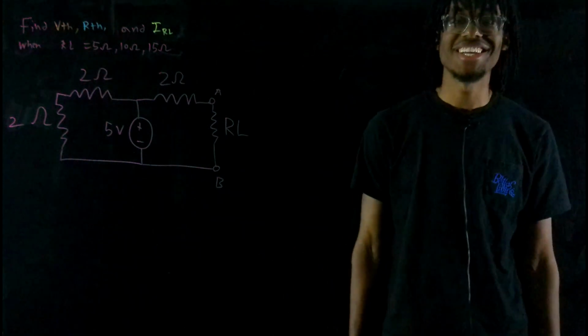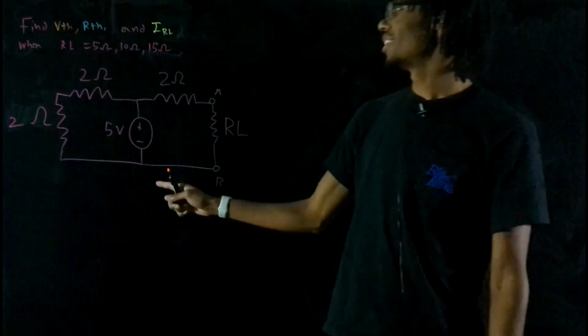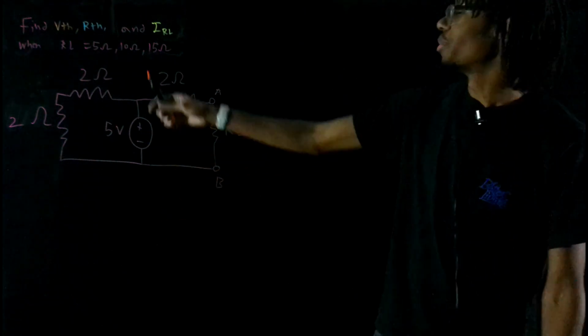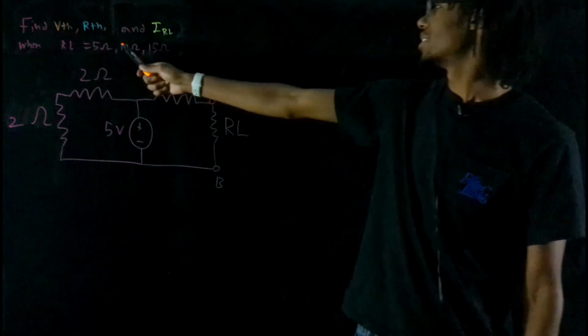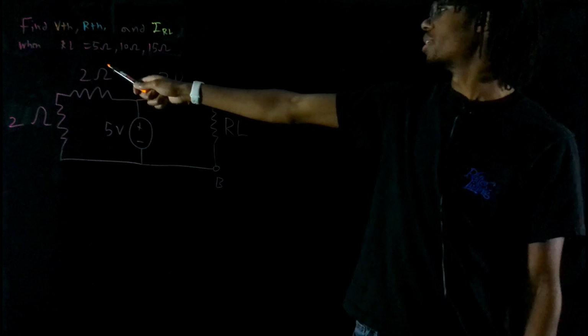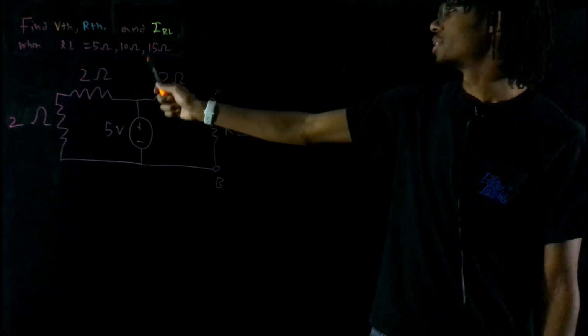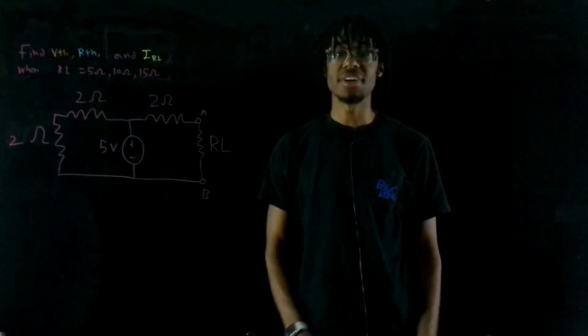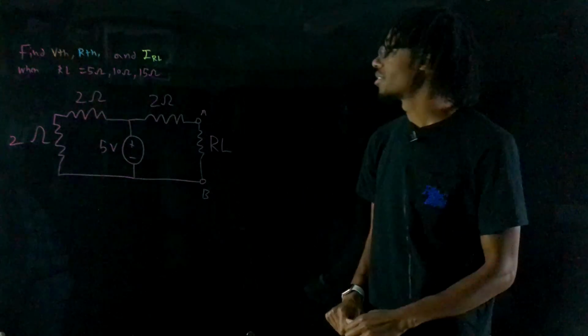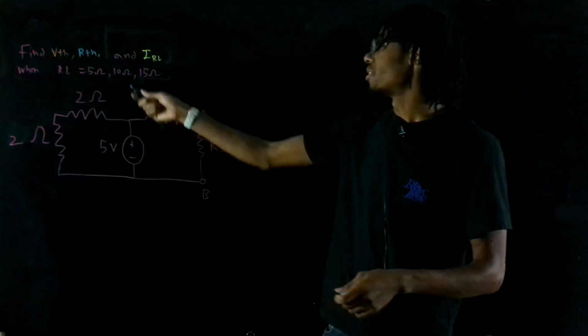Hello students, today we are going to solve this circuit here with Thevenin's theory. We will need to find VTH, RTH, and IRL when RL is equal to 5 ohms, 10 ohms, and 15 ohms. Okay, so the first step in solving this circuit is to find R Thevenin.